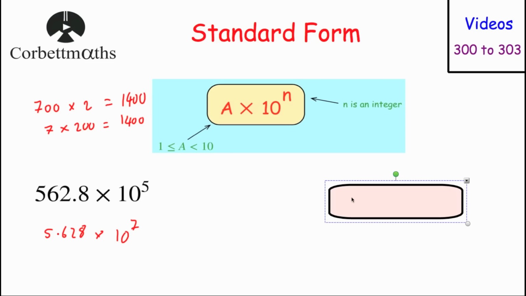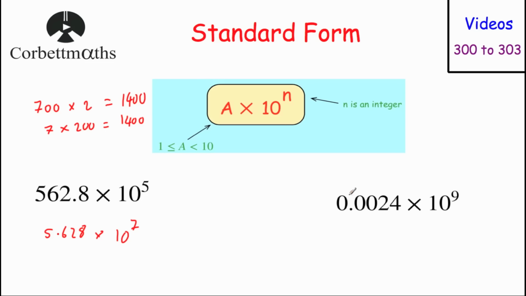Okay, let's have a look at another one. Okay, this time we've got 0.0024 times 10 to the power of 9. Now this isn't in standard form because this number needs to be between 1 and 10. So we're going to have to write 2.4 here, because that would then make sure that we would have a number between 1 and 10 at the front. And then we would do multiply by 10 to the power of something.